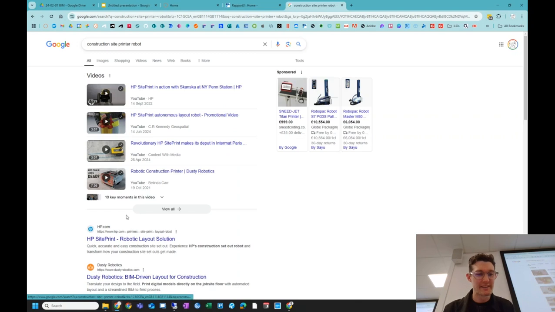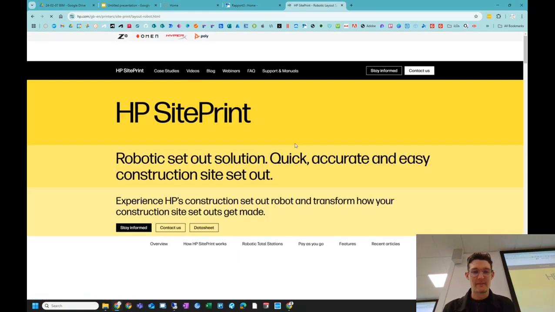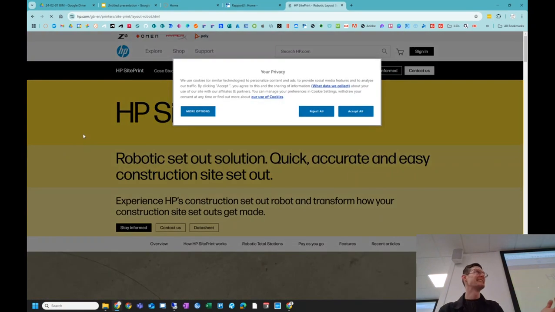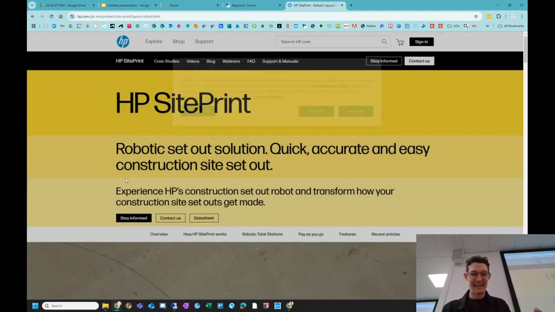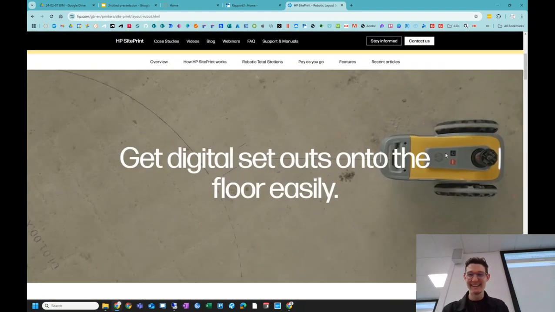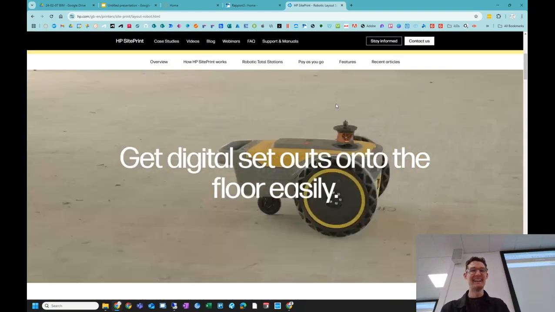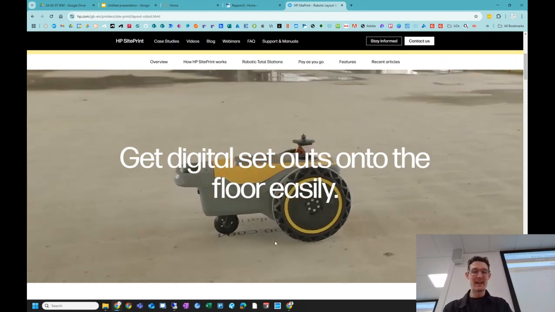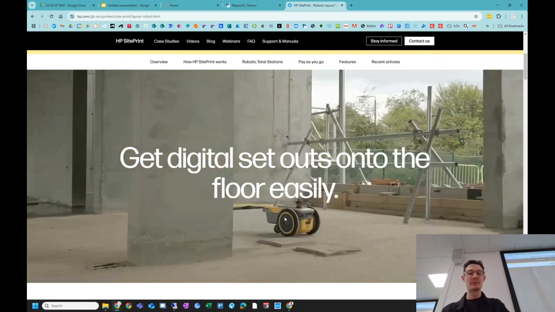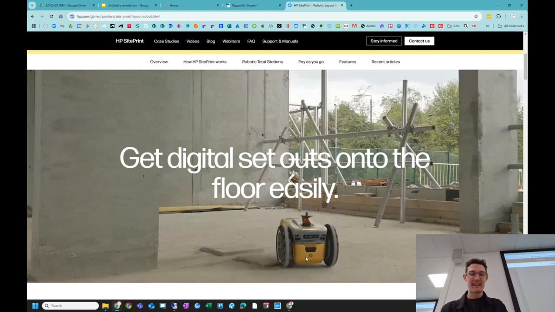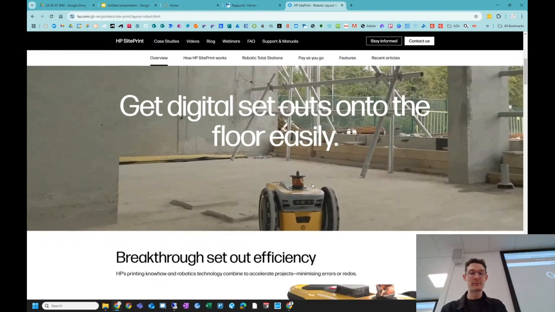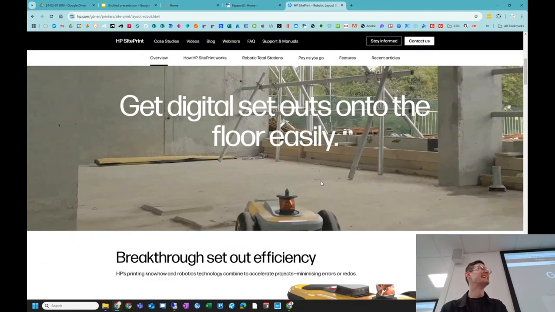HP Site Print. HP make printers, right? They also make this little dude. Look at him. Just rolling around. And look what's happening. He just rolls around on the site and he prints the floor plate onto the floor.